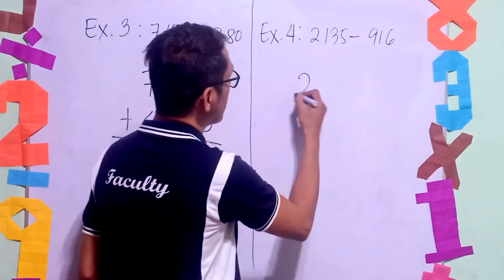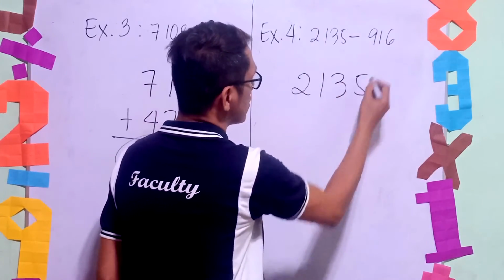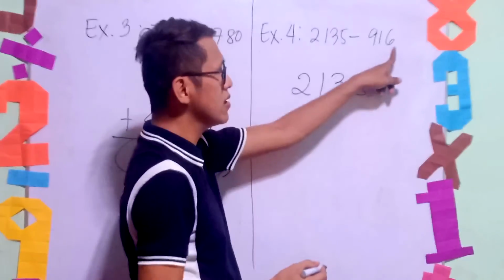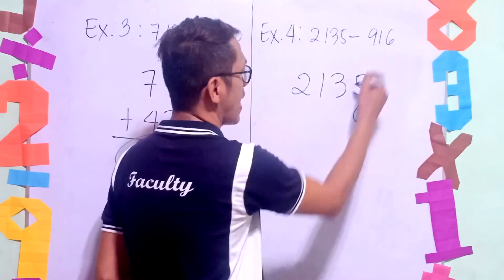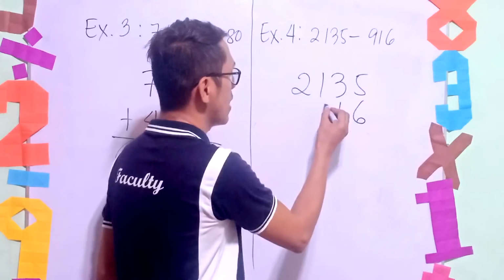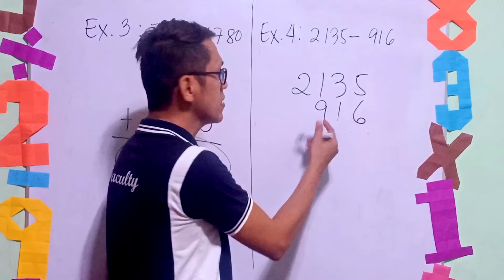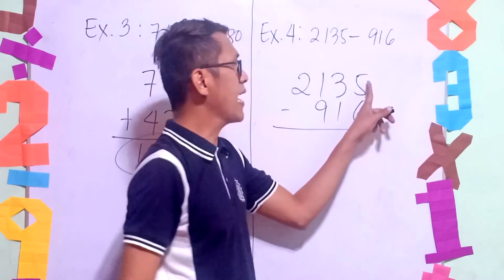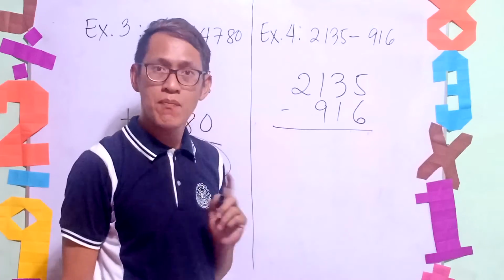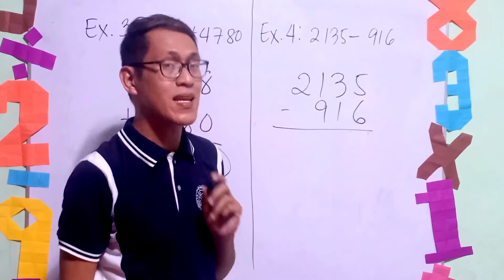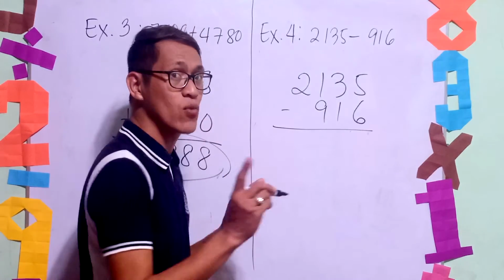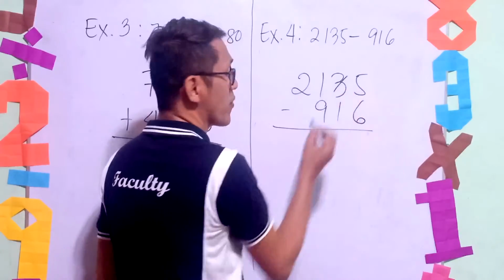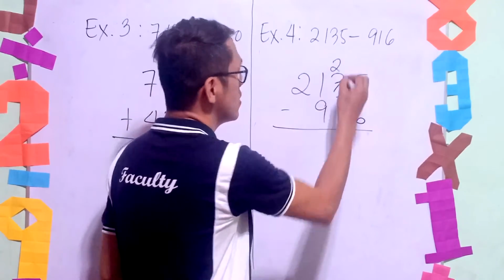Let's arrange first before we subtract. Again, the ones digit here is 6. Then the tens is 1. Then the hundreds is 9. Then subtract. Again, 5 is smaller than 6, meaning you cannot subtract. So we have to borrow 1 from 3. So borrow 1 from 3, that gives you 2.